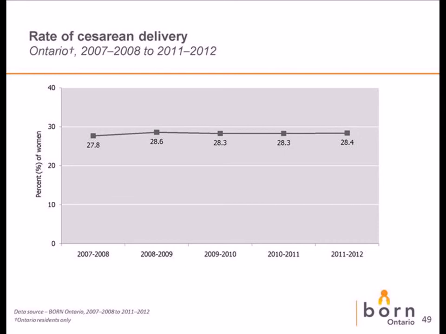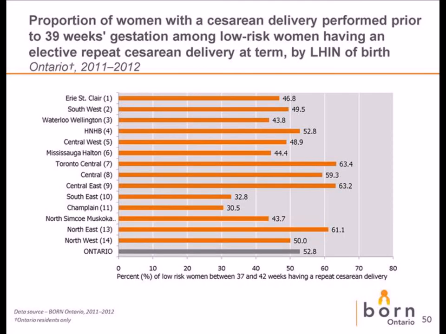And this is our trend for the last number of years. So we're pretty stable. Is it the right rate? I don't think we know that. The World Health Organization tells us it should be 15%. Other people will argue that, in fact, it should be a little bit higher, and by having higher cesarean section rates, we are in fact preventing morbidity to babies, but nobody knows the right answer to that question yet.